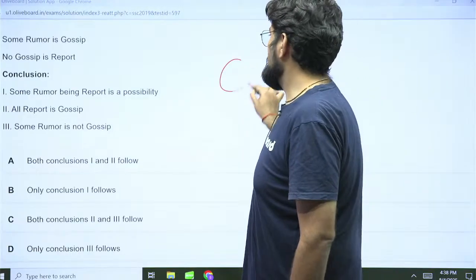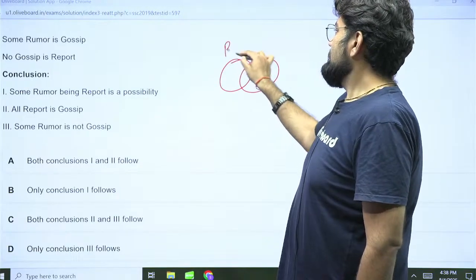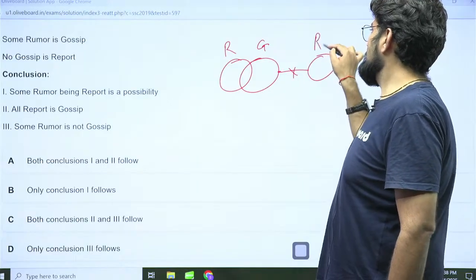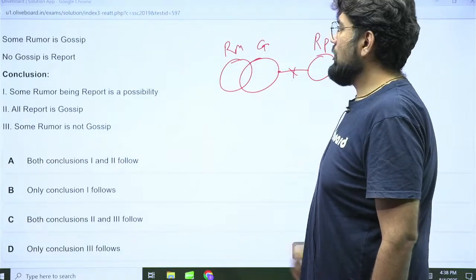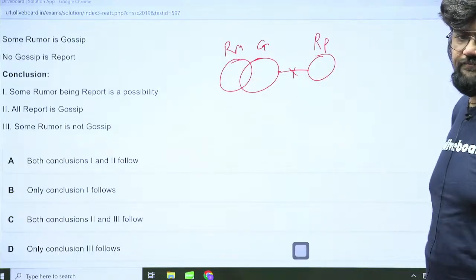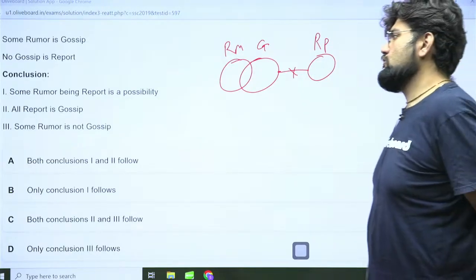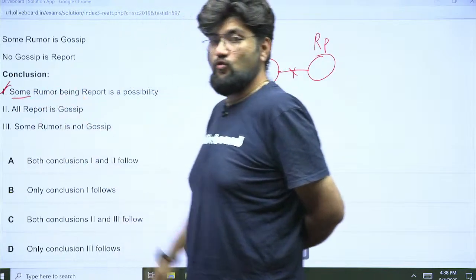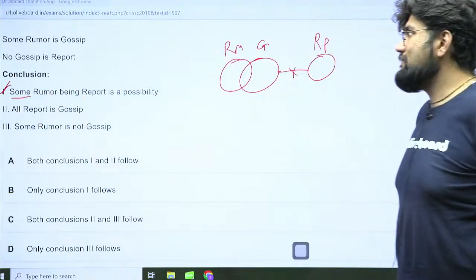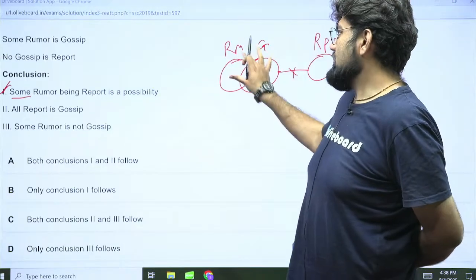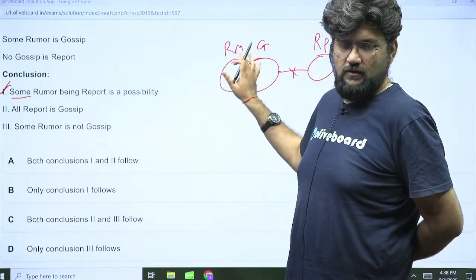Some rumor is gossip. No gossip is report. Some rumor being report is a possibility. Is it? Some rumor being report is a possibility. If it is about being a possibility and it is asking you only some, then it is true. But if I had said all rumor being report is a possibility, you would have said no, it's false. In a some not case, some rumor is report. Here, this is some not.